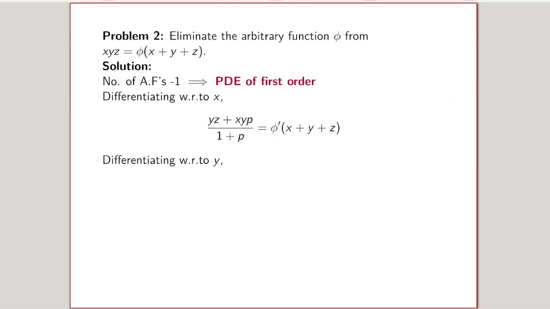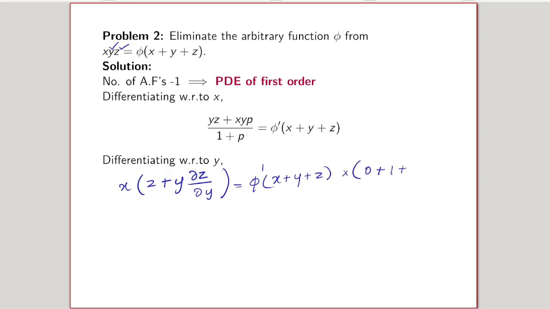Okay. Now again, differentiating with respect to y, note that y and z will be the variables, so we are keeping x as constant. So x into, if you differentiate y first, we'll be getting z, and then if you differentiate z, then it is y into dou z divided by dou y. This is equal to pi dash of x plus y plus z into 0 plus 1 plus dou z divided by dou y.